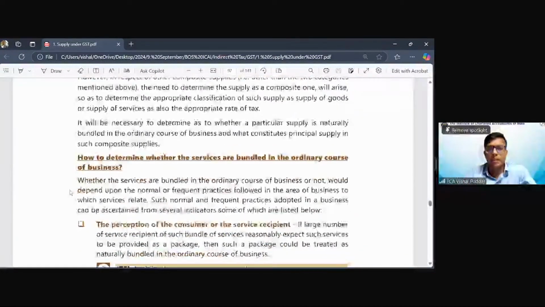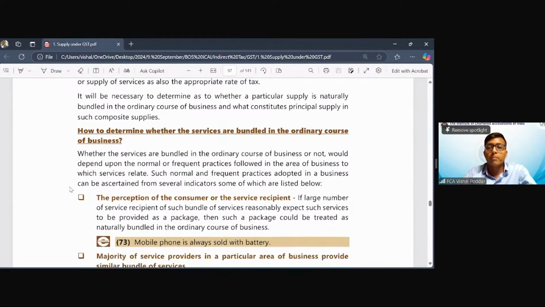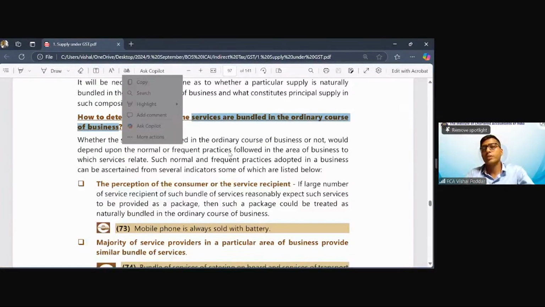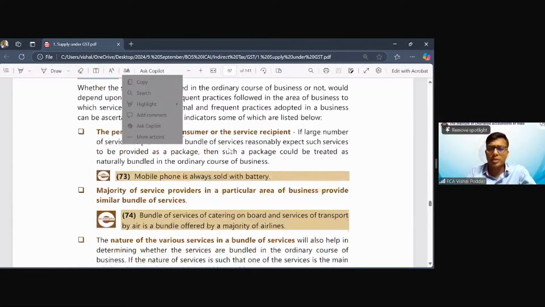Now, we are also provided some characteristics, some features to decide when you will say that your services are bundled in the ordinary course of business. We say that our services are bundled in the ordinary course of business, then only it becomes composite. But how do you know that these services are bundled? So they have given some characteristics, some features.